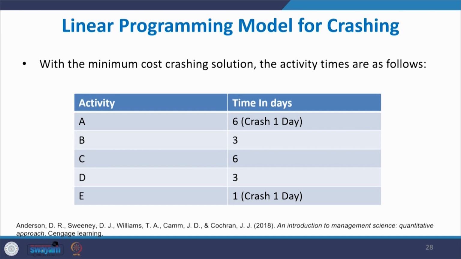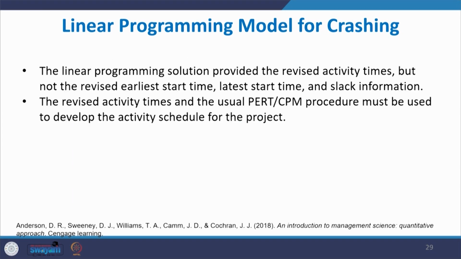So, with the minimum cost crashing solution, the activity times are like this. A can be crashed by 1 day because initially it was 7 days, now it is 6 days. Activity E can be crashed by 1 day. The linear programming solution provided the revised activity times, but not the revised earliest start time, latest start time and slack information. So, what will happen when we compress our time? The whole schedule also will change.